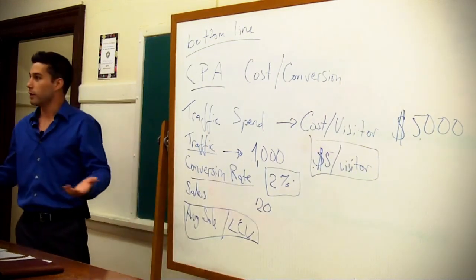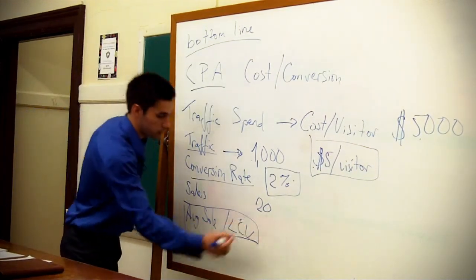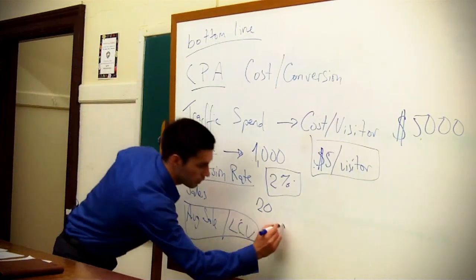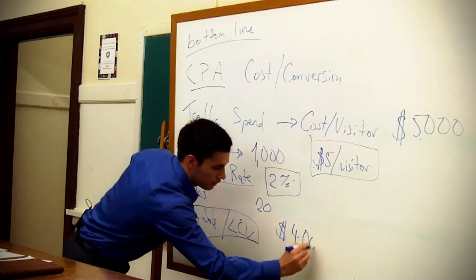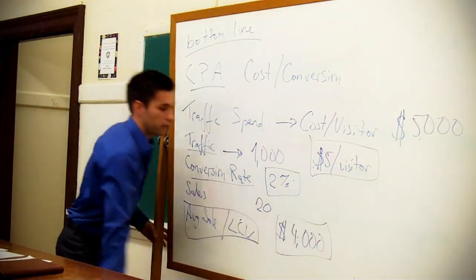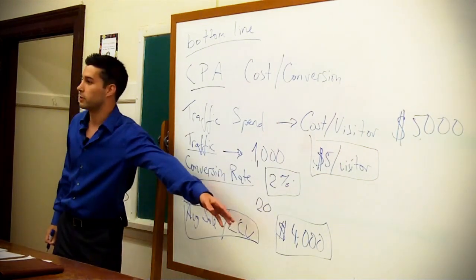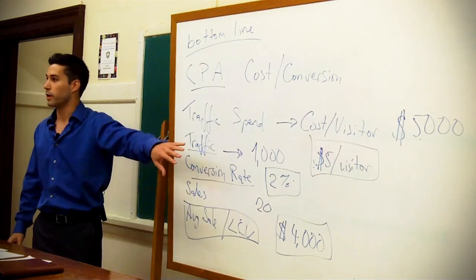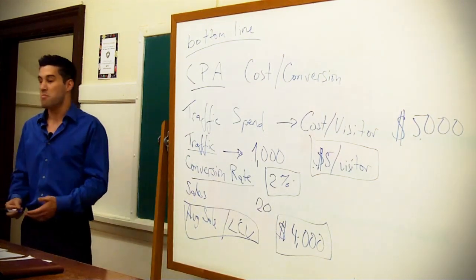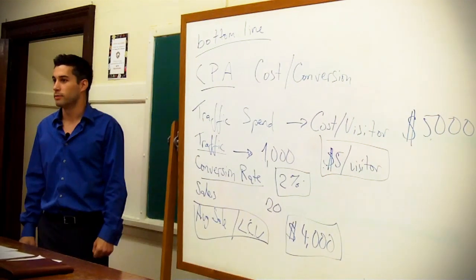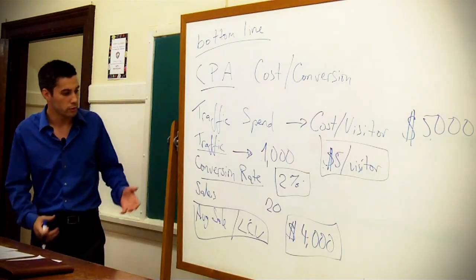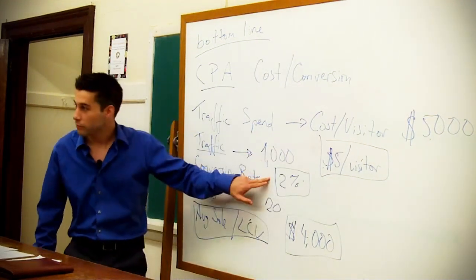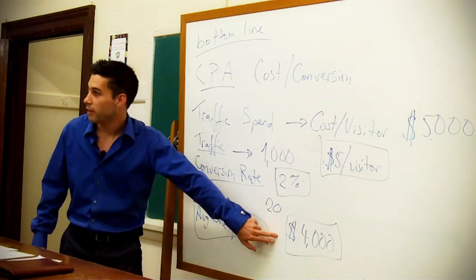Well, what kind of revenue did that bring you? Say your product is $200. There you go. So you just lost $1,000. And there's so many clients that come to us, they have no idea what's going on. They've been spending thousands of dollars online. They simply don't know. So you've got to understand what you're spending per visitor, what your conversion rate is, and what you're making out of that.